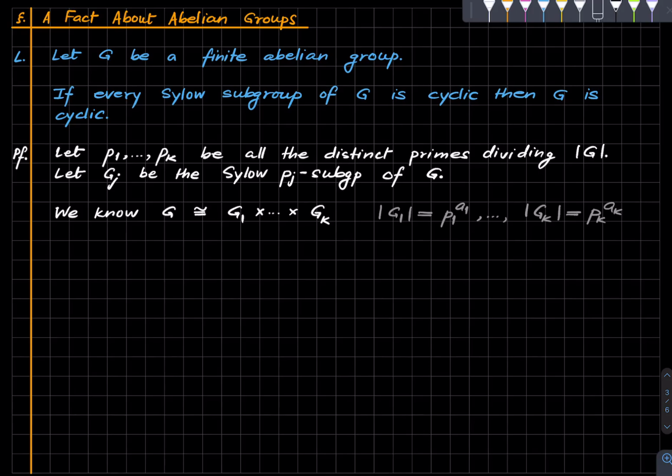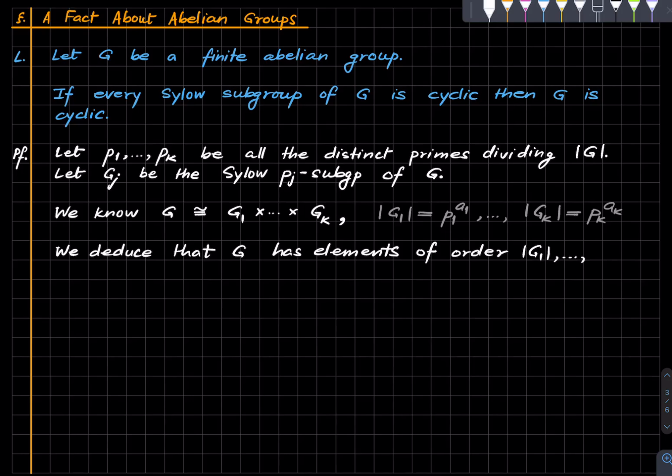Now the point is, by hypothesis, that every Sylow subgroup of G is cyclic. We know that G1 is cyclic, and so on, Gk is cyclic. Since G1 is cyclic, G1 has an element of order p1 to the power a1, and so on, Gk has an element of order pk to the power ak. And since G1 has an element of this order, so does G, because G is after all isomorphic to the direct product of these groups. So we deduce that G has elements of order |G1| up to |Gk|.